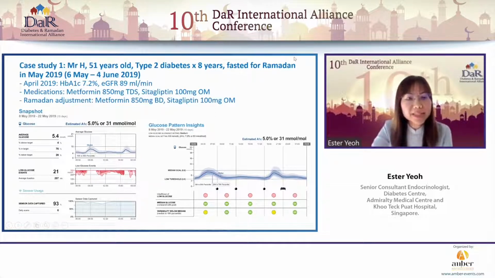His baseline HbA1c is 7.2%, so relatively well controlled, and on metformin as well as a DPP-4 inhibitor with preserved kidney function. There was no adjustment made for Ramadan fasting. And you can see that during Ramadan fasting, surprisingly, in a person who is not on any insulin secretagogues or insulin, there were a lot of hypos turning up here, which quite alarmed the patient as well.